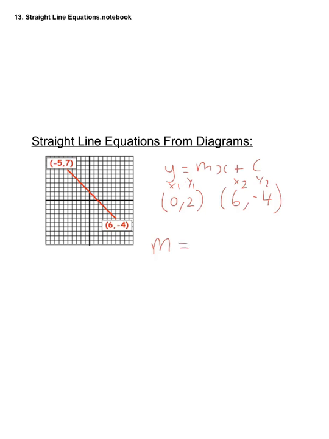So my gradient is going to be y2, minus 4, take away y1, which is 2, over x2, which is 6, take away x1, which is 0. Giving me an answer of minus 6 over 6, or if you realize they both divide by 6, minus 1 over 1, which is just minus 1.